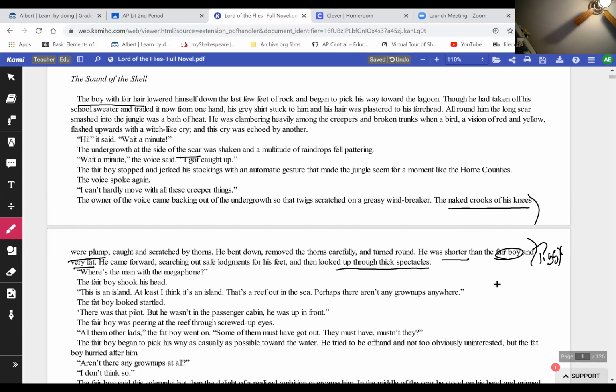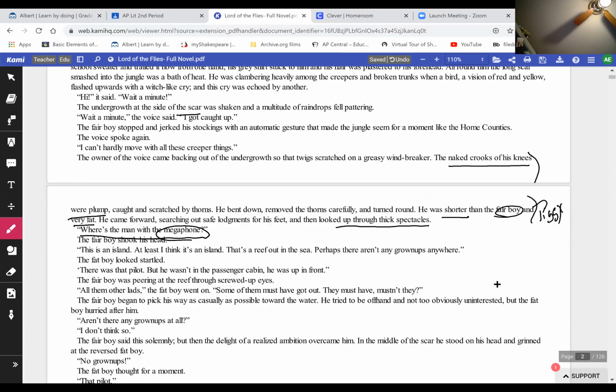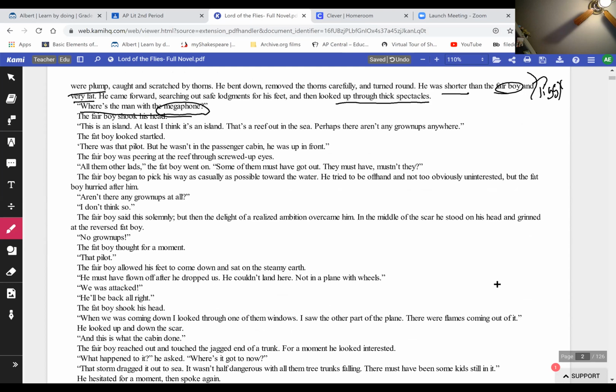We also get this phrase here, as we're trying to pick up what the boys already know. They're very lost, and we're trying to figure out what's been going on. He says, "Where's the man with the megaphone?" The boys were herded onto the plane by this man who had a megaphone. And that's important because later in the chapter, they find this conch shell, and the conch shell becomes a symbol of authority.